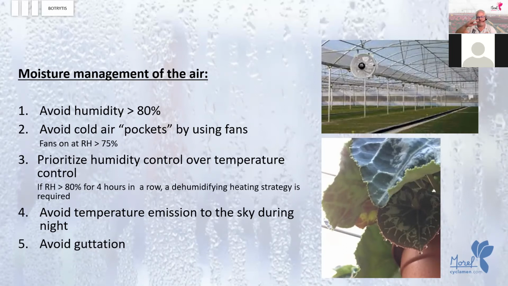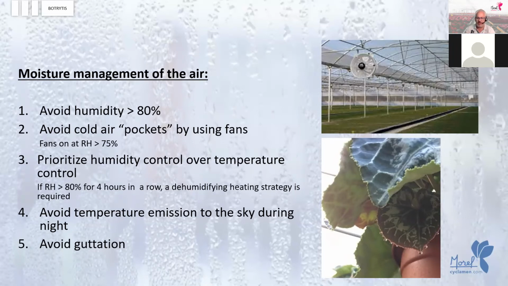When there is no protection against the clear sky, the plants will start to radiate temperature to the sky, and the plant temperature can drop even below ambient temperature, and that can cause condensation of water in the plant canopy, and that again can start a botrytis infection. So if you move over the screens during the night, well, there's no light to block anyway, you put a little bit of a barrier between the plant and the sky, and that will avoid the temperature emission to the sky during a bright night.